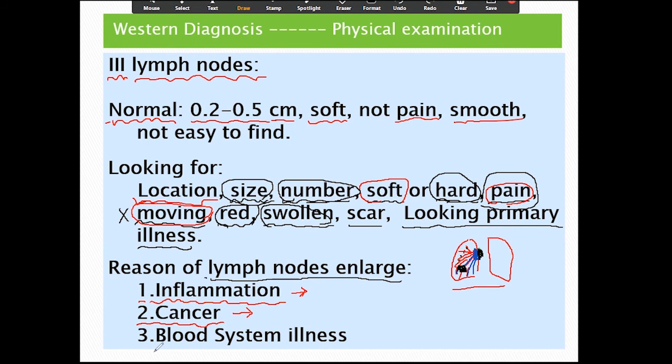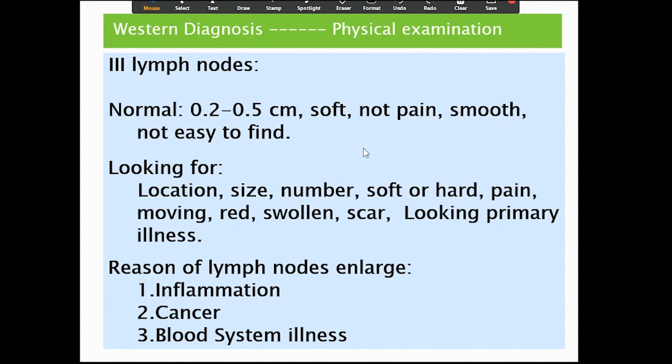Another reason is blood system illness, which can also make lymph nodes get bigger. But remember, blood system illness will not cause local enlargement. Basically, these two are local lymph node enlargement. But if a patient has blood system illness, the lymph nodes all over the body will get bigger. So that's the difference here.